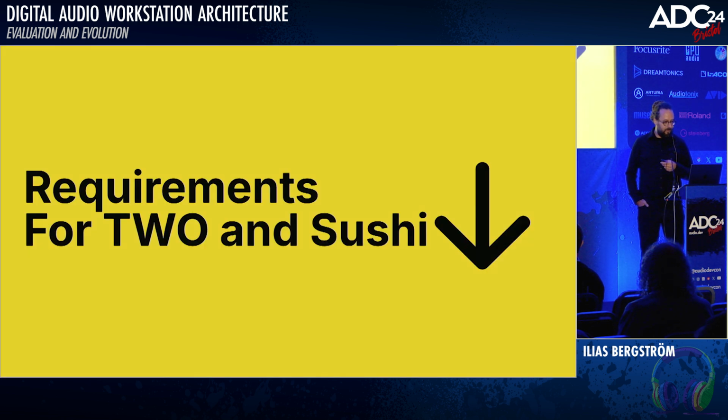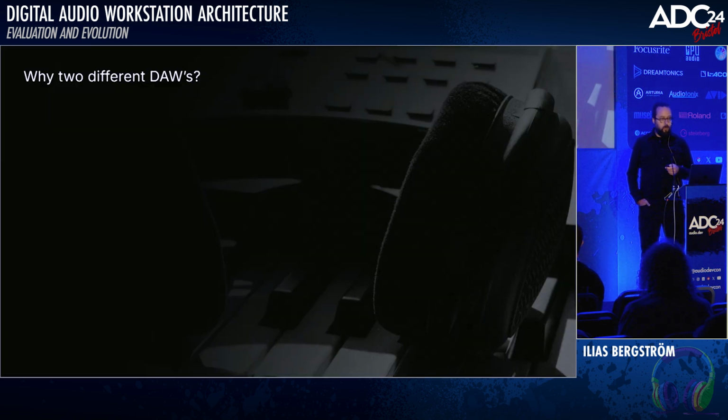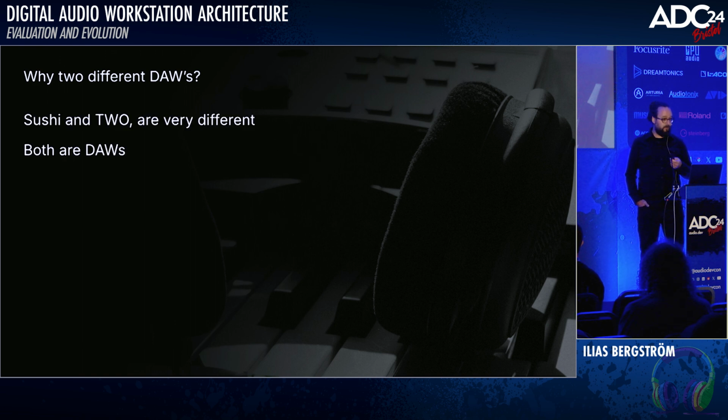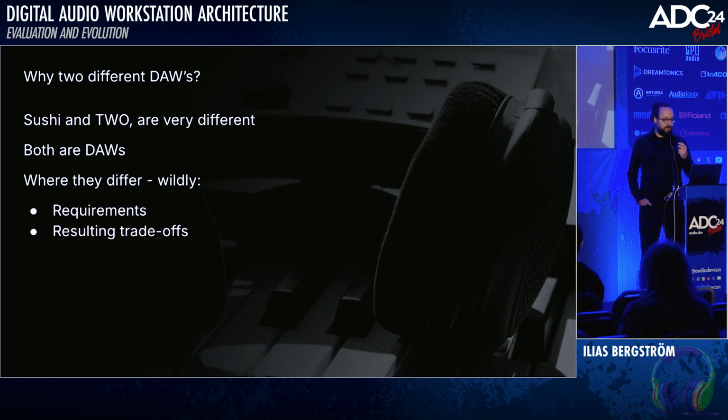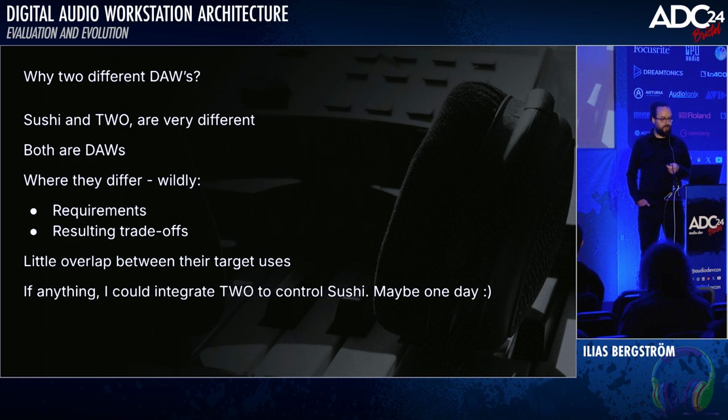Anyway, enough about that. What's interesting to start thinking about now is what were the requirements going into them? Why two different DAWs to begin with, or applications? After my last talk, I still got the question, why two different DAWs? Sushi and 2 are very different. Both are sort of DAWs. Where they differ wildly, and you'll see why, is in requirements and the resulting trade-offs. And I would say also there's very little overlap between the target users. If anything, I could integrate 2 to control Sushi. Maybe one day Sushi can be the audio engine that 2 lacks, and 2 can be the GUI that Sushi lacks, and the timelines and whatnot.